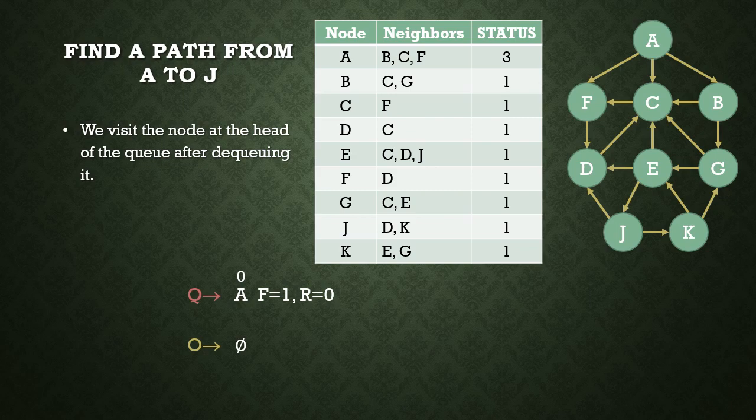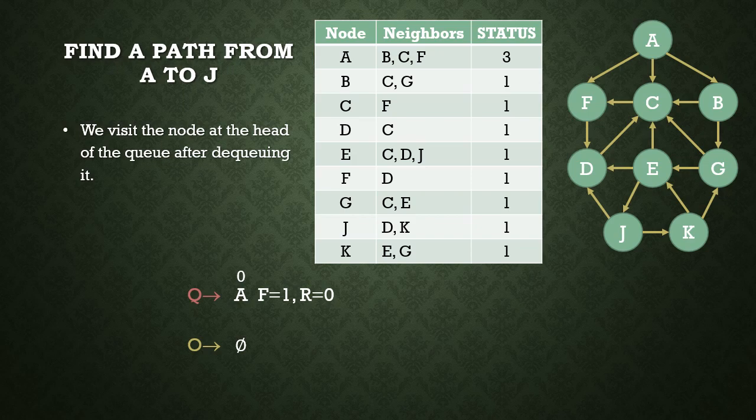We visit the node at the head of the queue after dequeuing it. So since we are dequeuing, we advance the front pointer and that becomes 1. Now we have front greater than rear. This is one of the conditions showing that the queue is empty. The first condition we've already seen. If front is none and rear is none, the queue is empty. Or if front is greater than rear, the queue is empty.